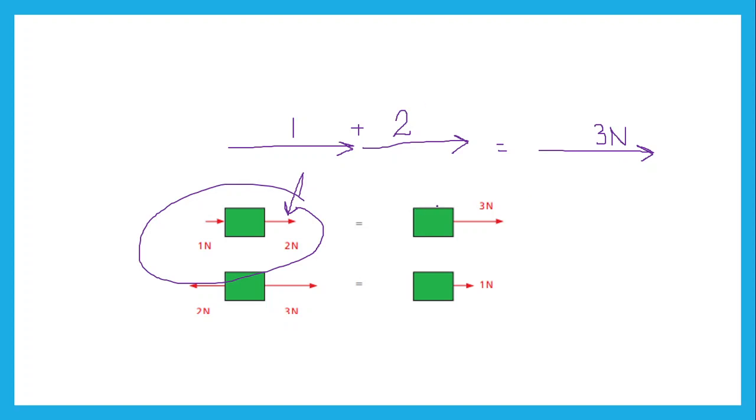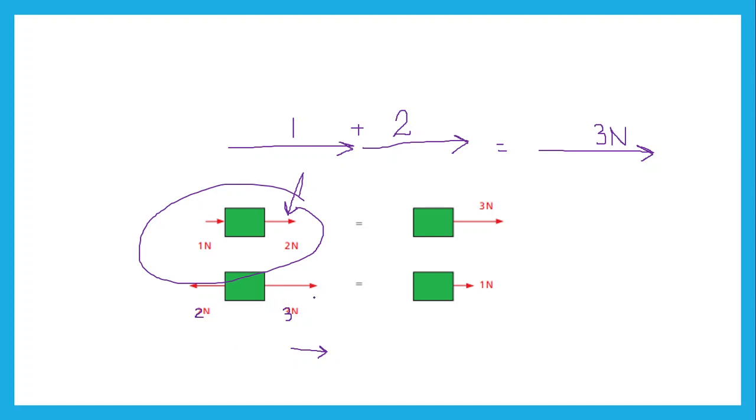Now what happens if the direction is different? Well, before talking about the magnitude, it is important to talk about what direction our resultant will be in. Sorry, this is 2 and this is 3. So the resultant is going to be in the direction where the larger force was being applied. So I do know that the resultant is going to be in the right direction again, because 3 is the larger of these two and it is being applied in the right direction.